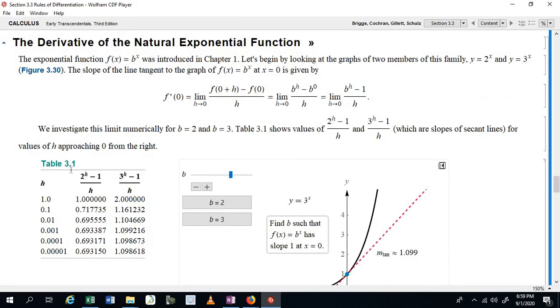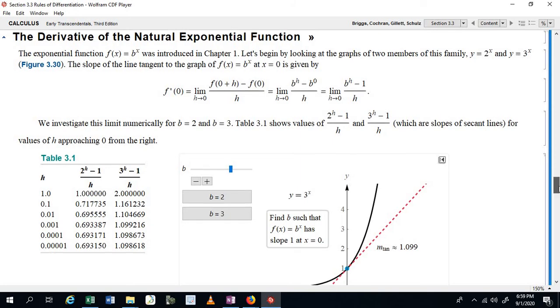Okay, so if you look at table 3.1, that's exactly what we're doing here. We're letting h go to 0, and we're plugging h into this to see what it gets closer to. And you can see that it's getting closer to this number here, 0.693. Whereas for this one, (3^h - 1)/h, as h goes to 0, it's approaching this number, about 1.099.